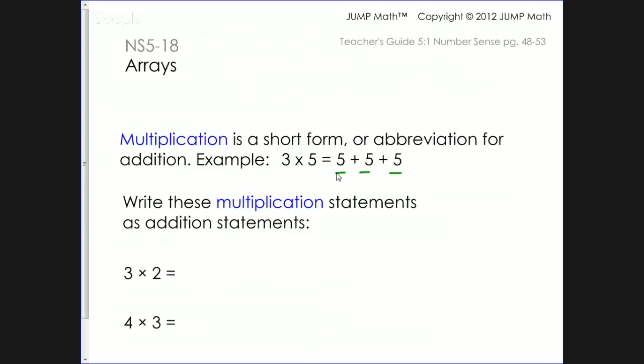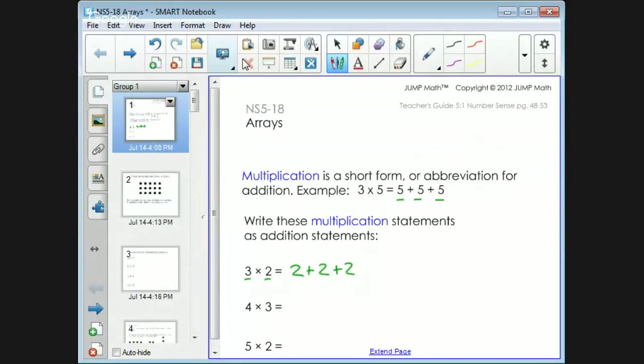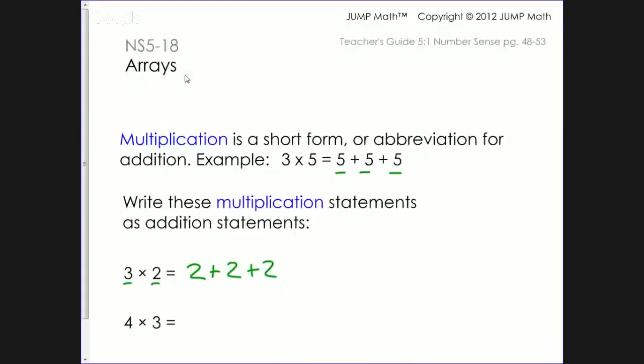So we're going to practice this. It says write these multiplication statements as addition statements. So we have 3 times 2. This means we have 3 groups of 2. So we would write that as 2 plus 2 plus 2, 3 times. In this question, we have 4 groups of 3, which means they're asking us to write 3 plus 3 plus 3 plus 3, 4 times.